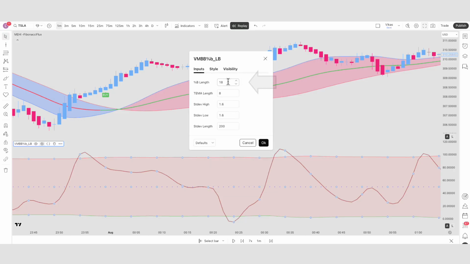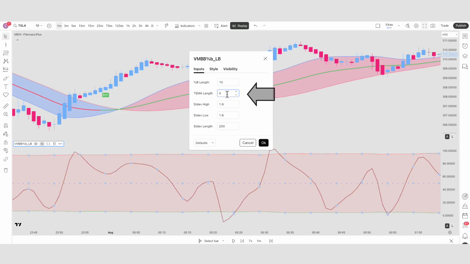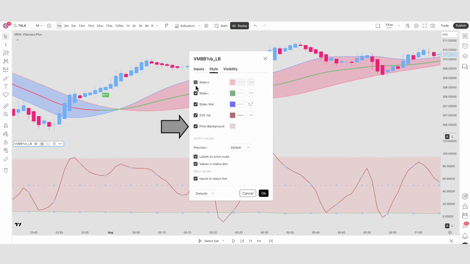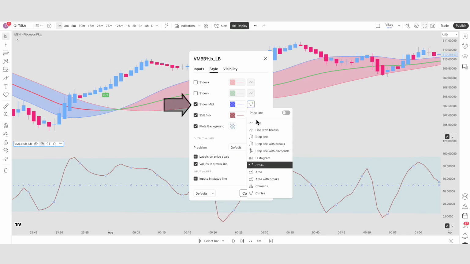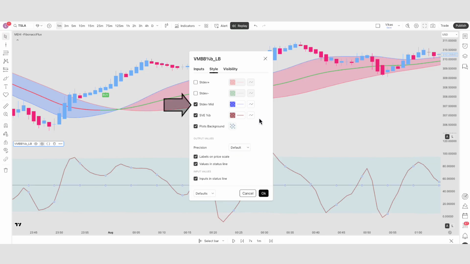We change B length option 18 to 10, and after, change TEMA length option 8 to 3, and we have to keep these options hidden. And after, plots background option color change, and after, change STDFE mid option cross to line. And here everything is fine after that.